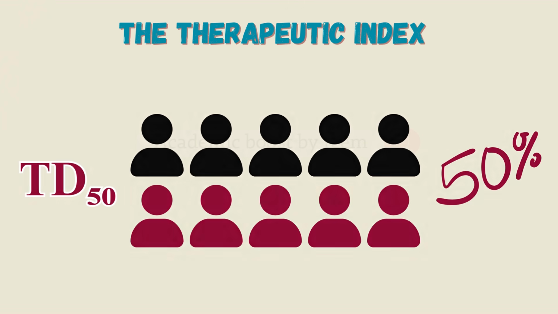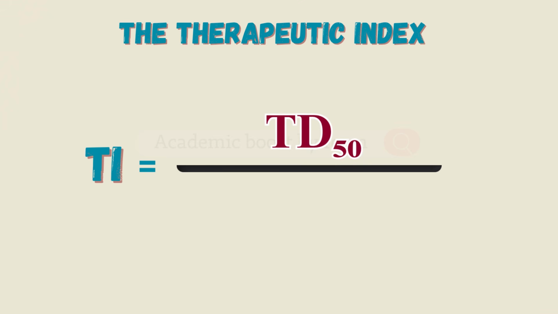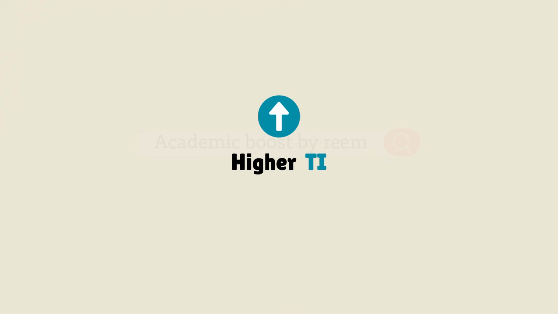Now, the formula is therapeutic index equals TD50 over ED50. The higher the therapeutic index, the safer the drug.